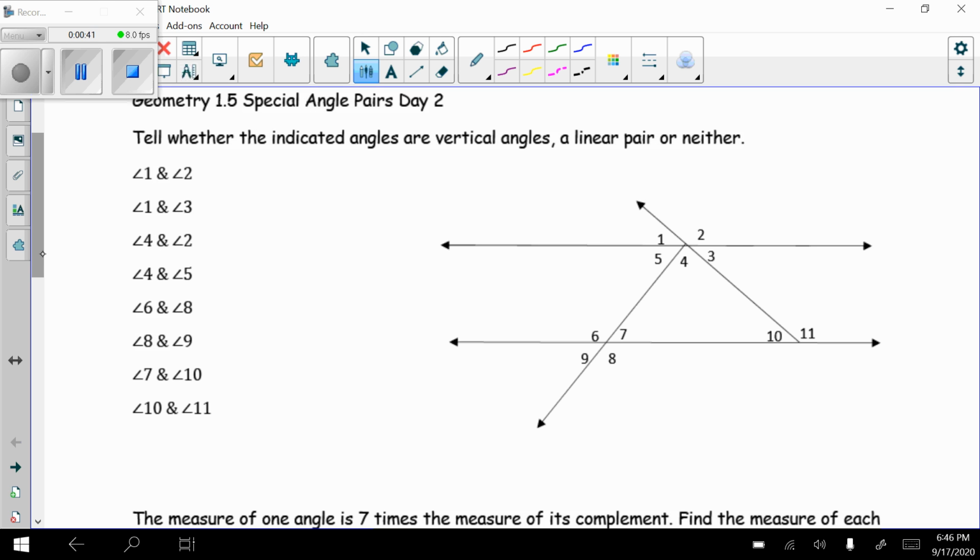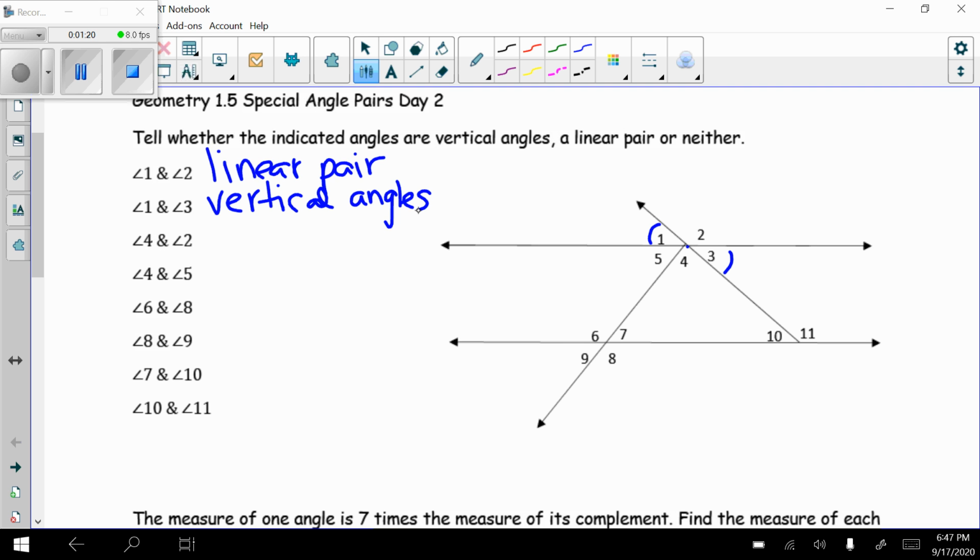First we'll look at angle 1 and 2. Up here, 1 and 2 are side by side, they are adjacent, they have a common side and a common vertex. They are on a straight line together, so this is a linear pair. The next set, angle 1 and angle 3. They are directly across from each other, no common sides, but a common vertex. They have intersecting lines, so they are vertical angles. And remember from yesterday, we learned that vertical angles are congruent.